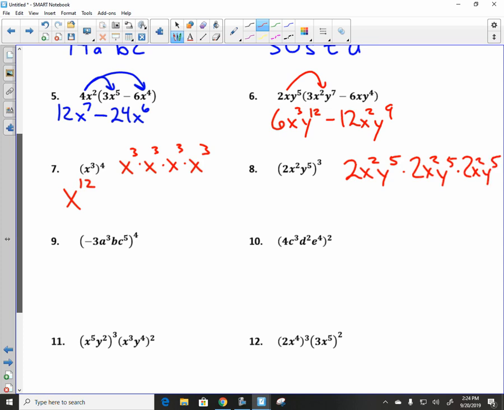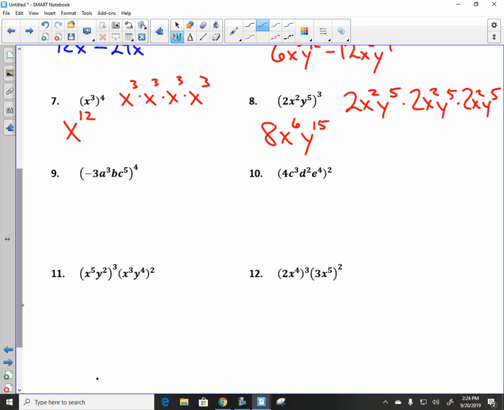And you can see if you write it out 3 times, sure enough, you're going to have 2 times 2 times 2, which is 8, or 2 to the 3rd power. And then you have x squared to the 3rd power, which is x to the 6, y to the 15th.